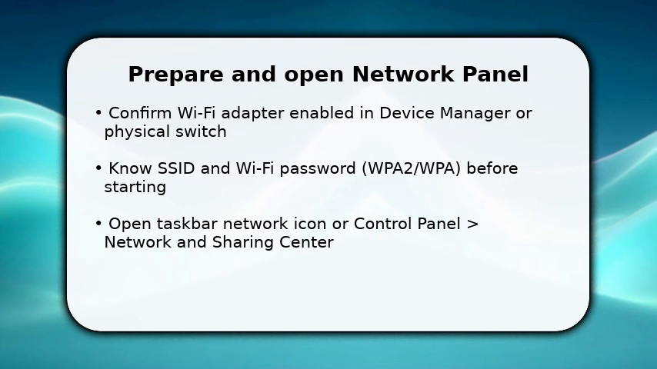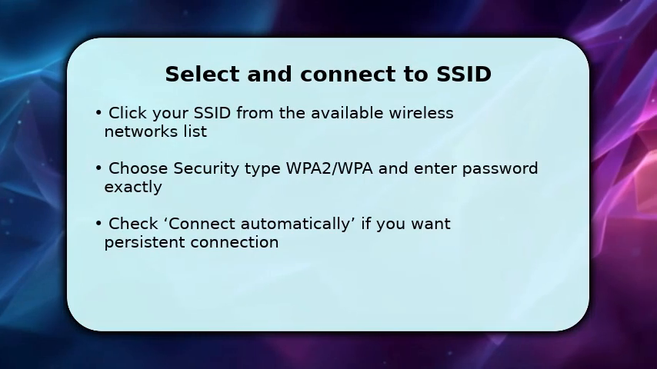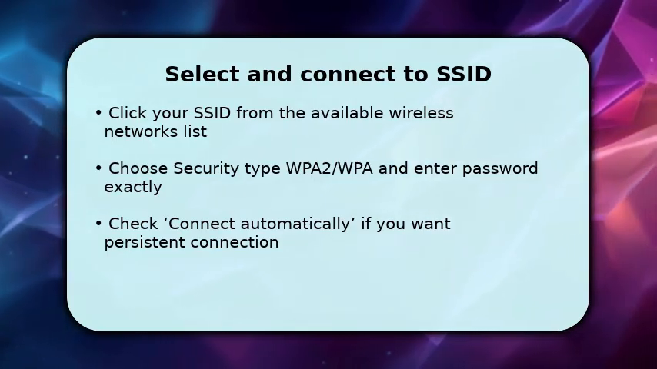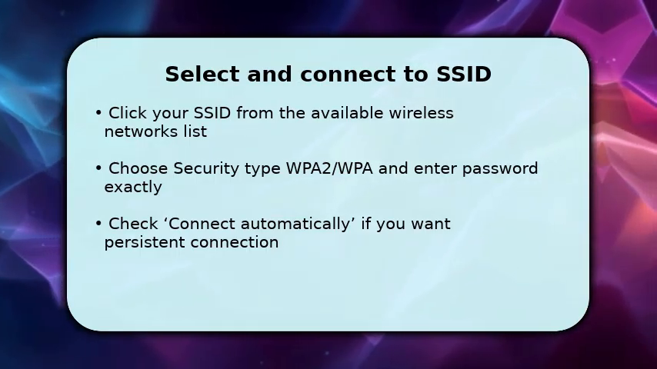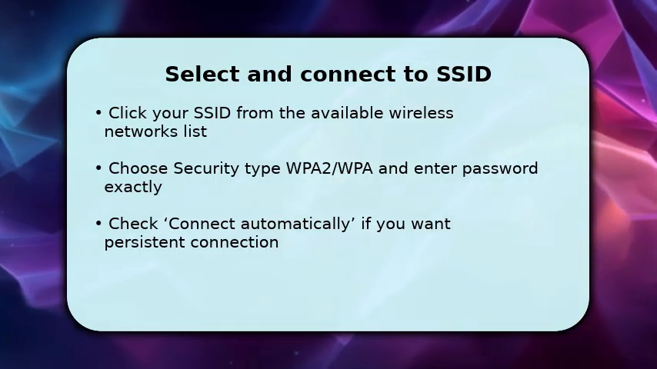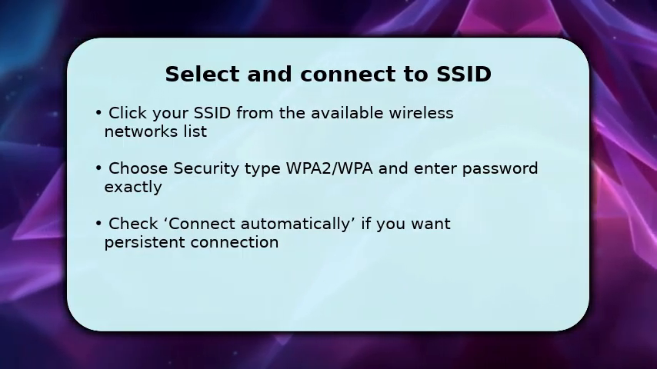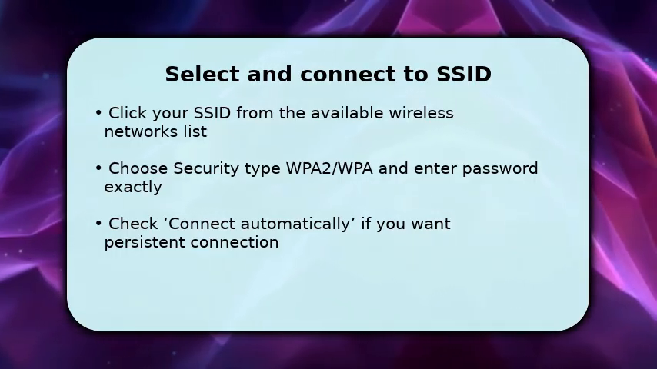Choose your network from the list. You'll see signal strength and security type. Prefer WPA2 for better security. Click Connect, then enter the password exactly as provided. Capitalization and symbols matter. If you plan to use this network regularly, check Connect automatically so Windows joins it without prompting. While Windows negotiates IP and authentication, watch for status messages.